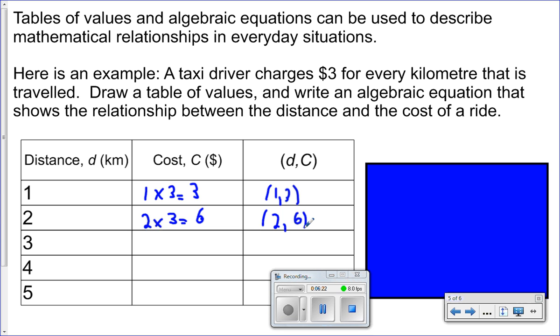and then I want you to write an equation that shows the relationship between the distance and the cost of a ride. And again, my hint is this. Take a look at what operation we're doing in each row, and that will help you come up with an algebraic equation. So put the video on pause right now to do this problem.